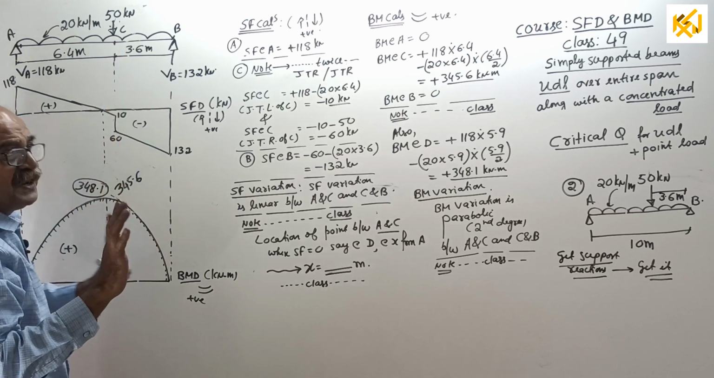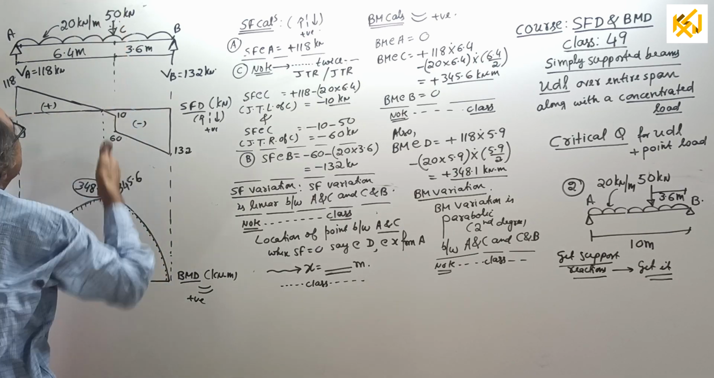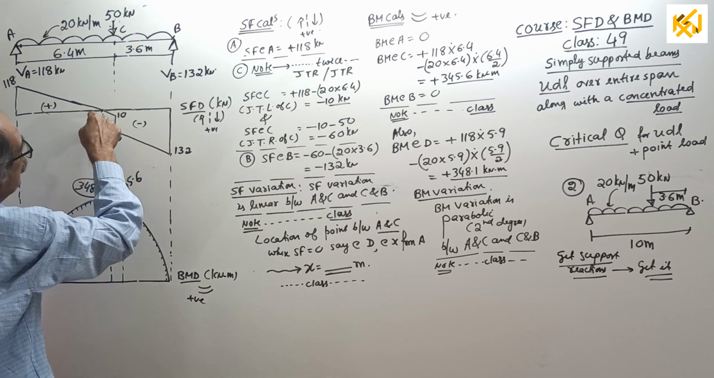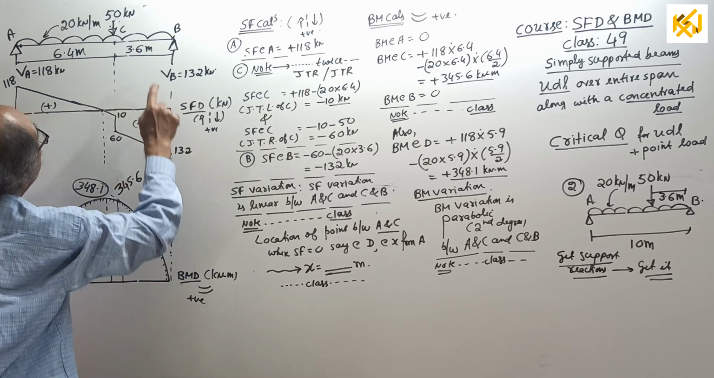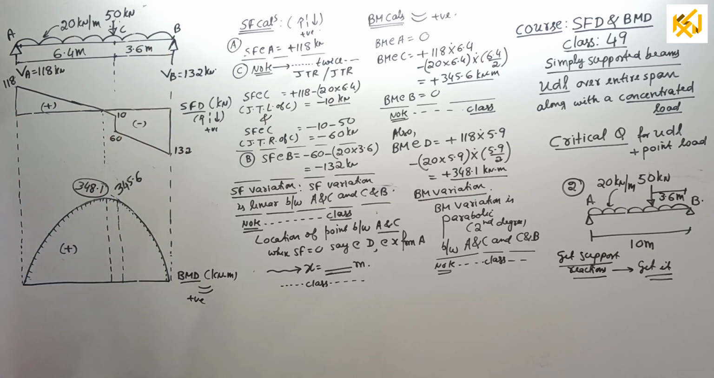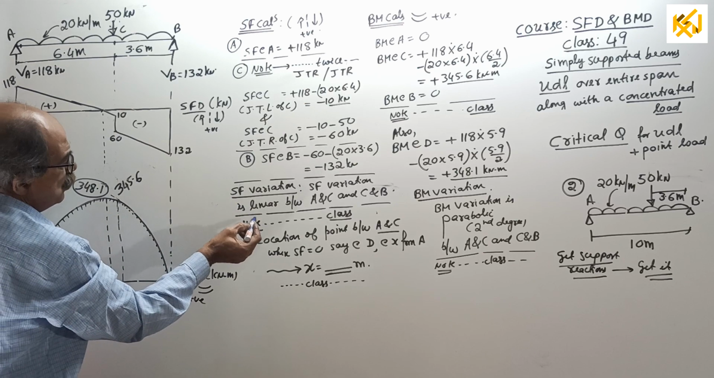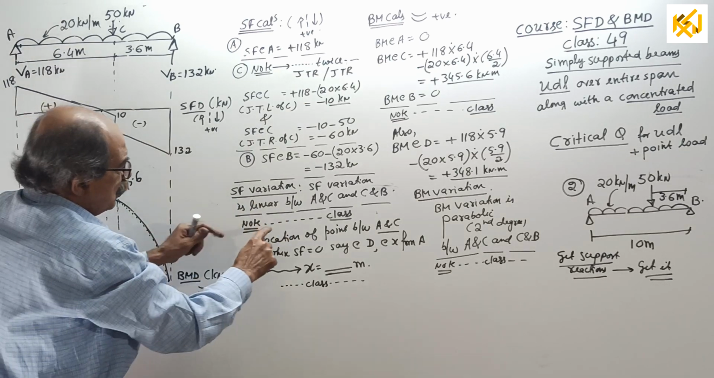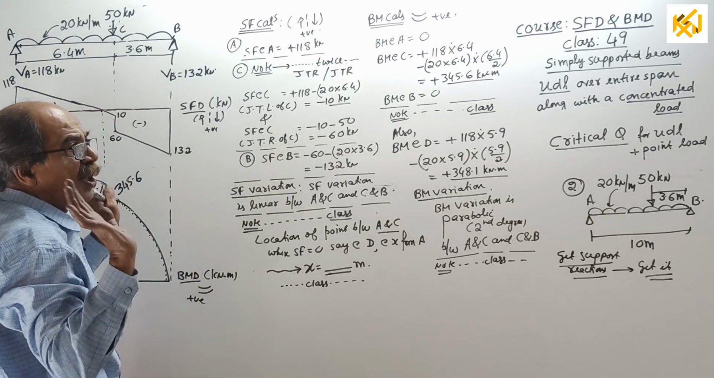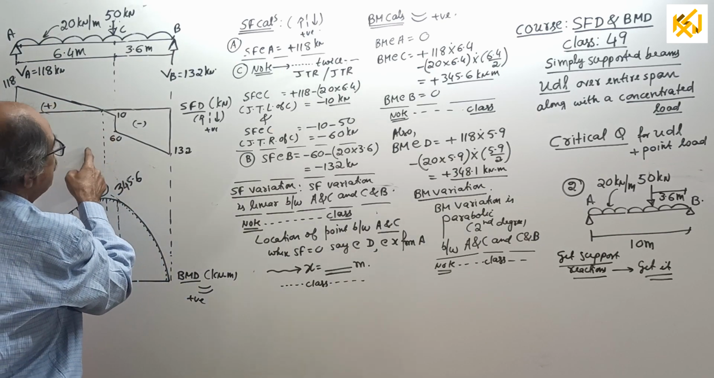3 and 4 are special. 5 under the load, over. Now, come down by 50, 60 will come. Go back, go further down by 20 into 3.6 and then 132. Draw the shear force diagram. Now, note, you are right. Go back and draw the shear force diagram. Drawn.